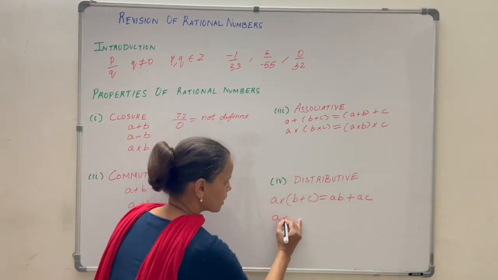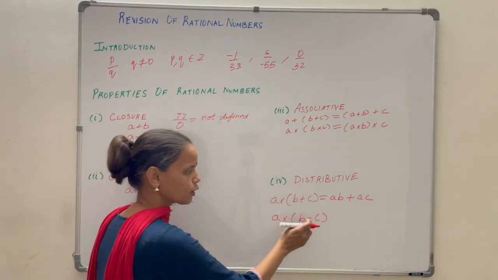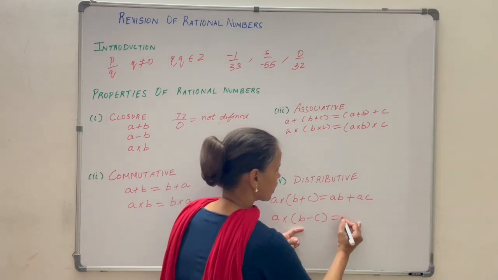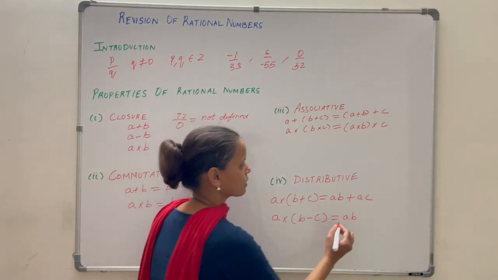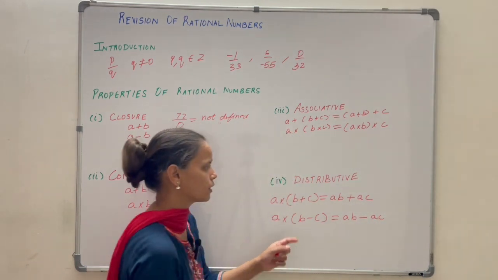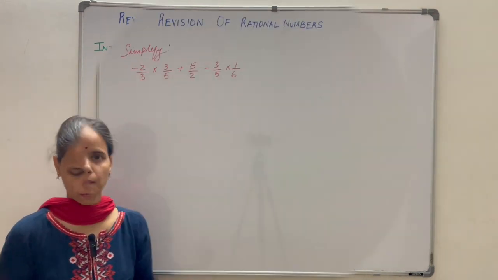Now this is a into (b minus c). This is called distributive property of multiplication over subtraction. So first you multiply a to b, both have the positive sign, so the result is positive. And plus into minus is minus, a into c is ac. So this is distributive property of multiplication over subtraction.